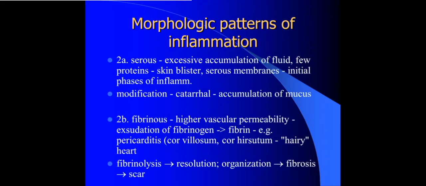So first, serous. In this, there is excessive accumulation of fluid with few proteins, as in skin blister and serous membrane, in the initial phases of inflammation. If excessive accumulation of fluid takes place, that is the initial phase of inflammation. Modification: accumulation of mucus.